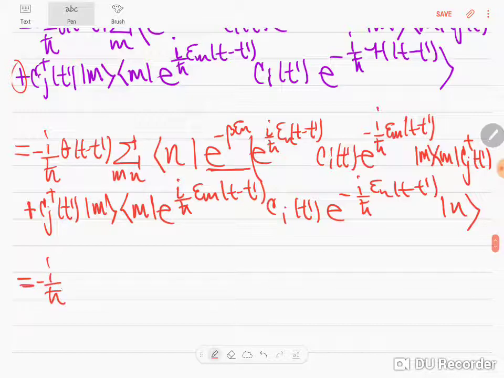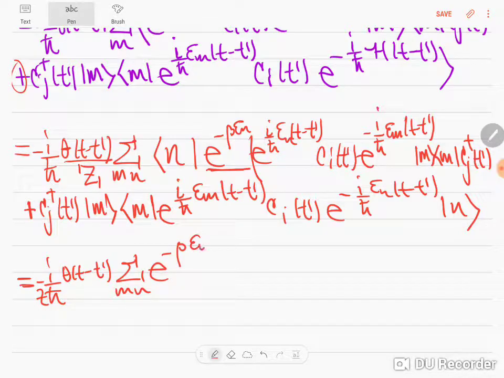Minus i over h bar. Oops, I forgot something. This is 1 over Z, so I forgot the partition function here. So this is 1 over Z h bar theta of (t minus t prime), summation over m and n, e to the minus beta En.